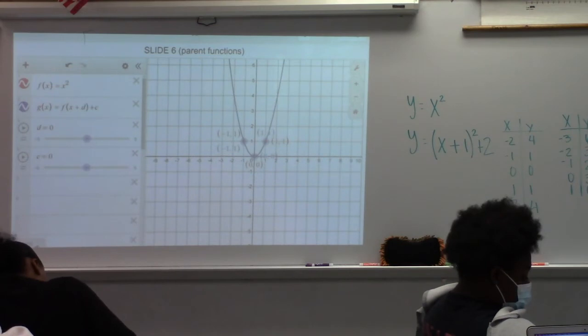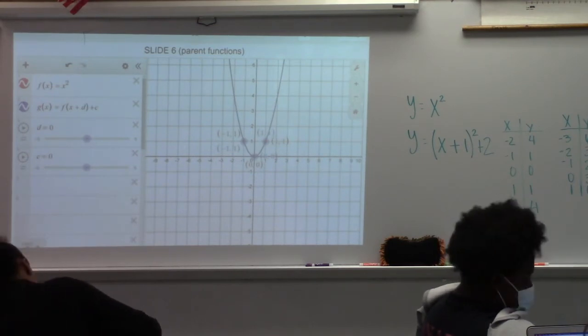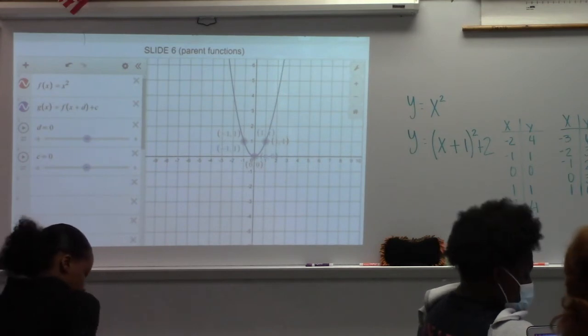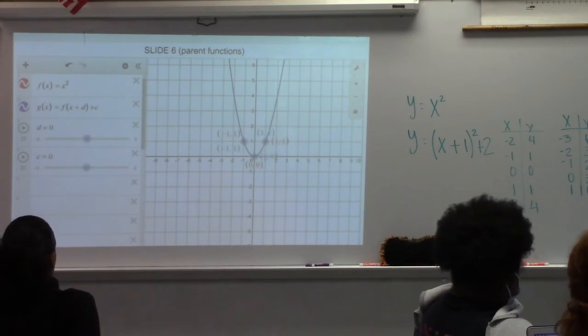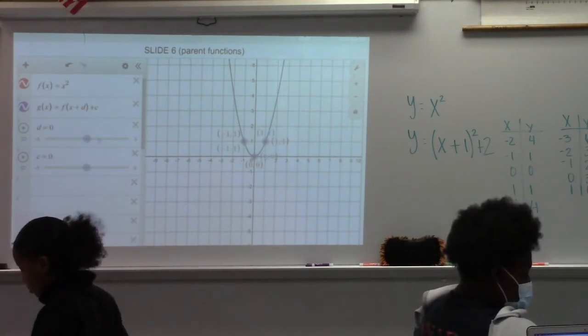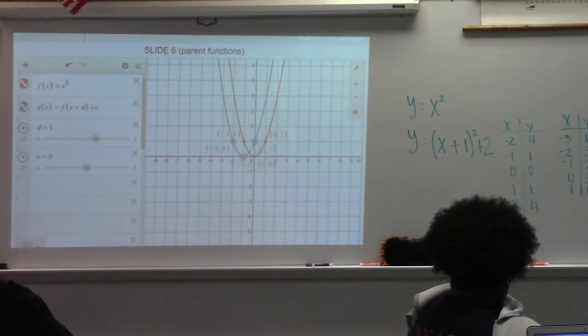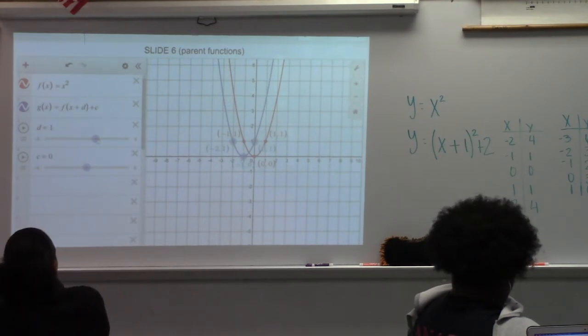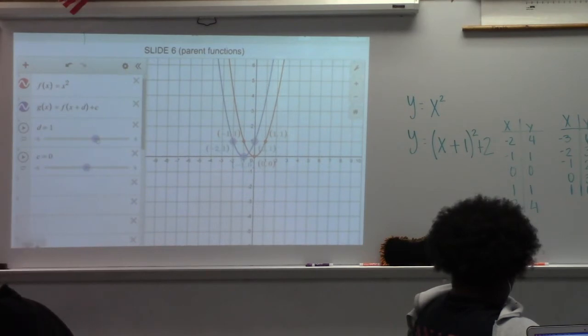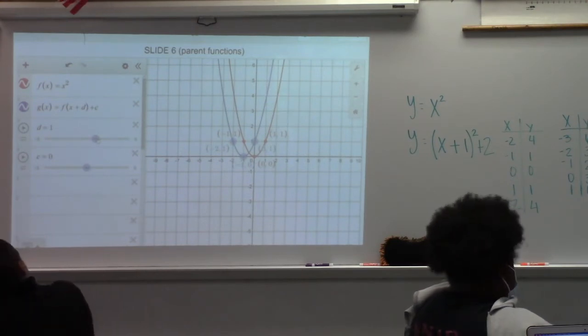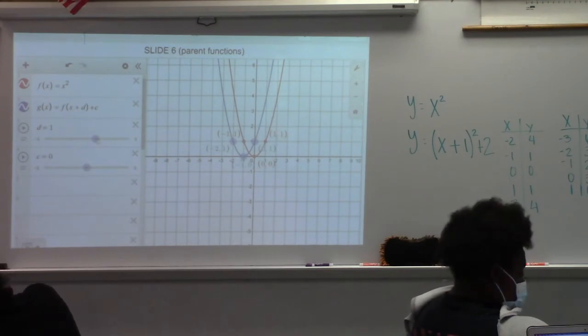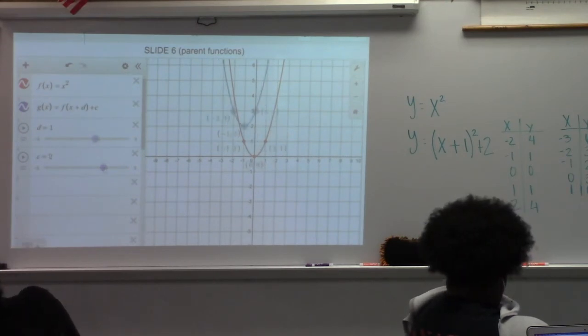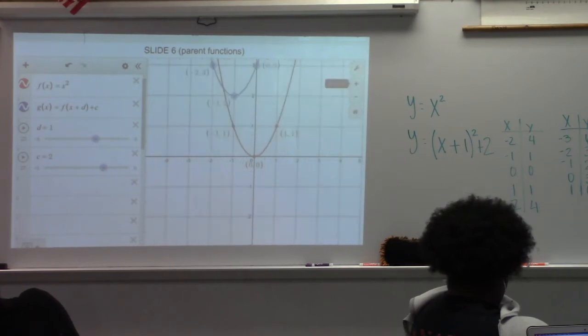Okay, so now, if I'm creating a horizontal translation, which slider should I move? D. Okay, and do I move it +1 or -1? +1. Okay, so what's my new vertex? The vertex of the blue function, the blue function's my transform function. I need to change this vertically too, by how many? What is my equation? Okay, so what are the coordinates of my vertex now? -1, 2.